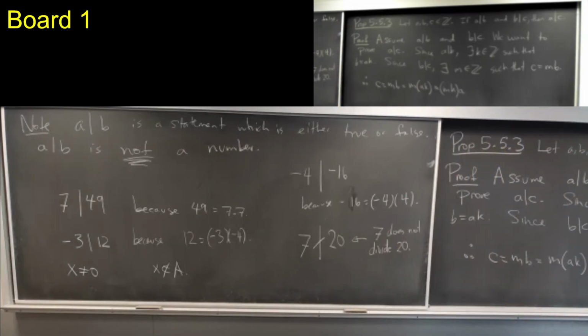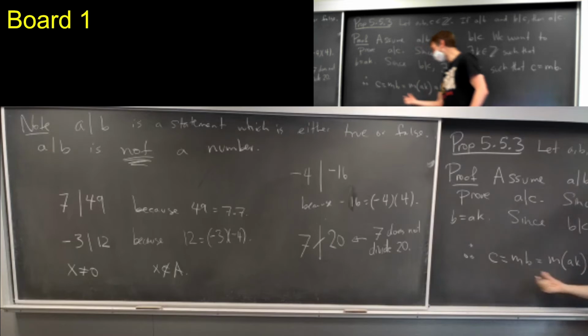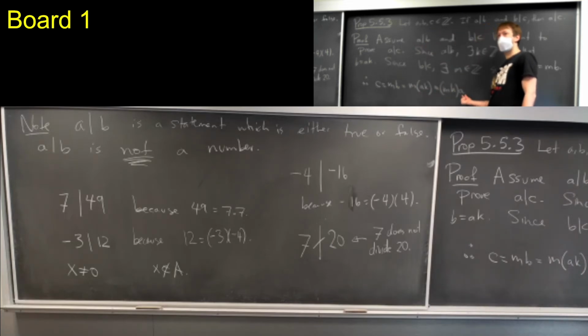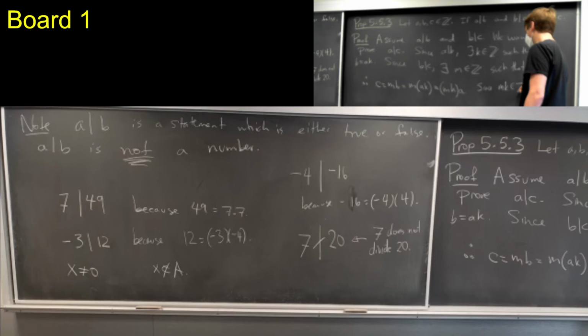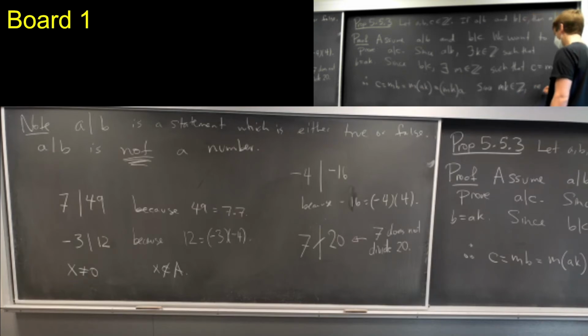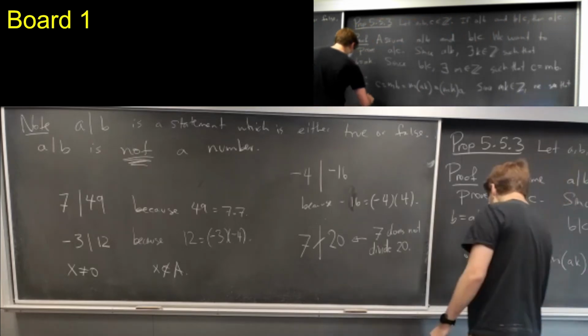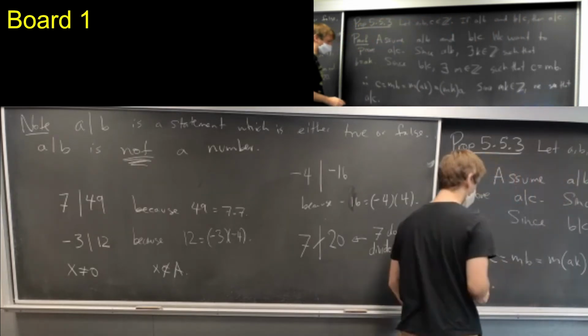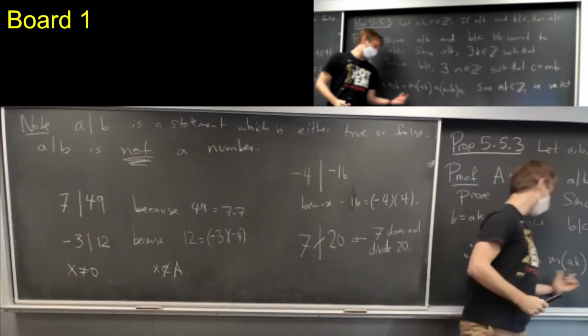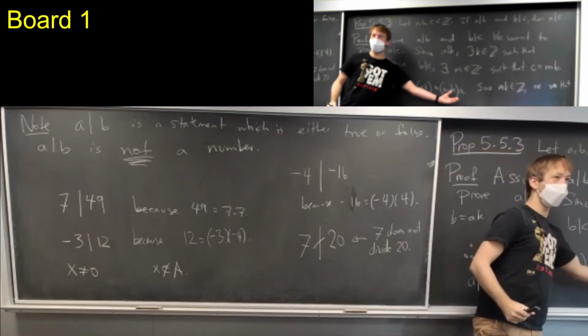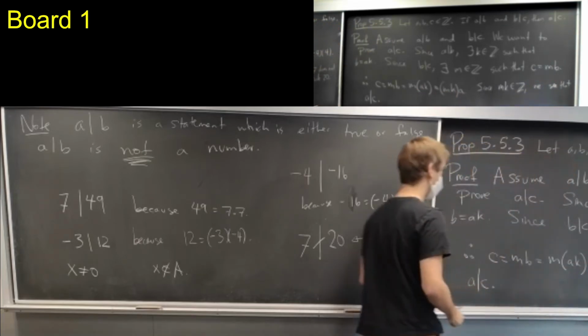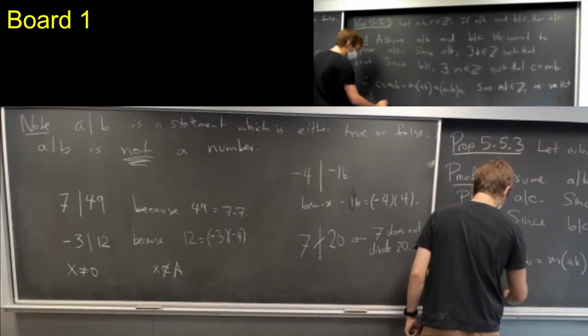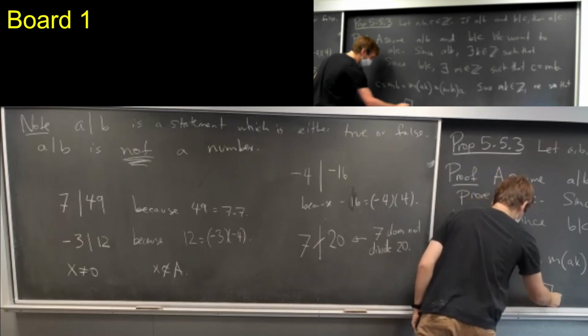So can anyone see why I'm done? We've expressed c as a multiple of a, right? It's something times a, where this something is an integer. So since mk is an integer, we see that a divides c, because we've literally written c as a multiple of a, where the multiple is an integer. So it's an integer multiple of a, and that's what we wanted to prove. So that completes the proof.